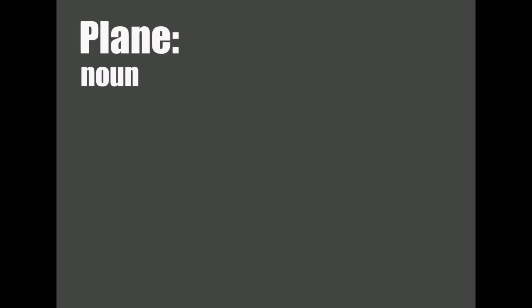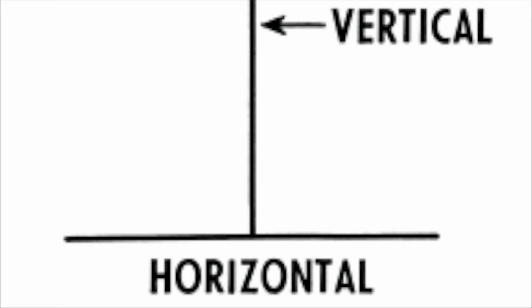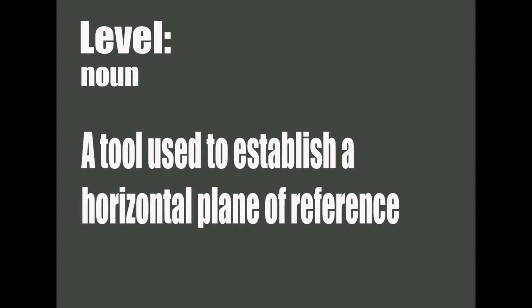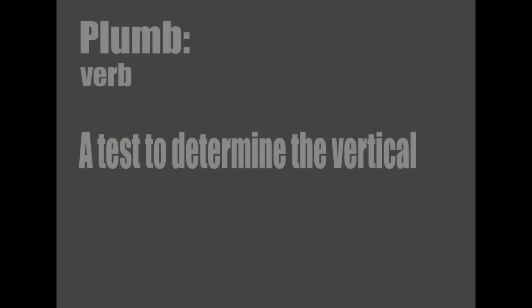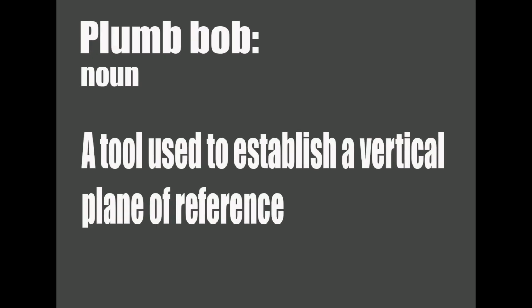Plane: a flat surface on which a straight line joining any 2 points on it would wholly lie. A horizontal is a plane, and a vertical is a plane. Both are perpendicular to one another. Level is a tool used to establish a horizontal plane of reference. Plumb is vertical and is a test to determine the vertical. A plumb bob is a tool used to establish a vertical plane of reference.